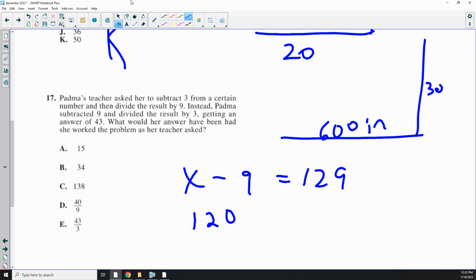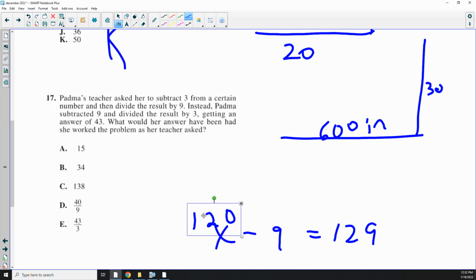I did this one already, kind of on the side. Sorry. Move those guys out of here. And then what do we have?